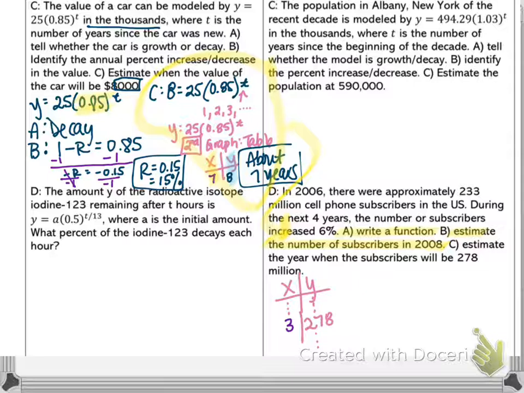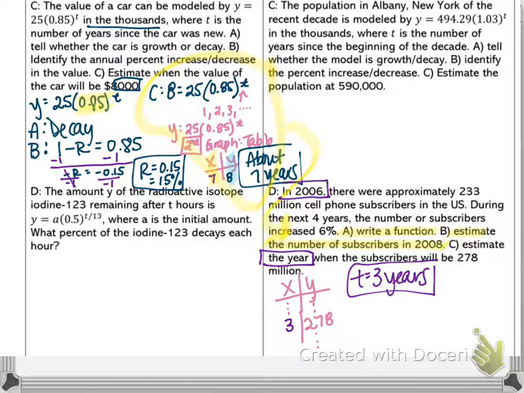So the important thing about this problem is that a lot of people make the mistake of saying that the answer is t equals 3 years. But the question is not asking how many years. It's asking in what year. Estimate the year that you will have subscribers be this.